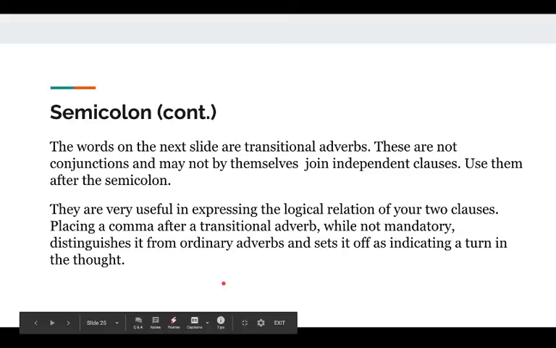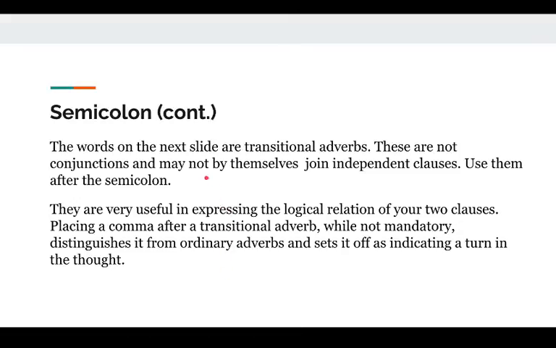The words on the next slide are transitional adverbs. These are not conjunctions and may not by themselves join independent clauses. You use them after the semicolon. They are very useful in expressing the logical relation of your two clauses. Placing a comma after a transitional adverb, while it isn't mandatory, distinguishes it from ordinary adverbs and sets it off as indicating a turn in the thought.